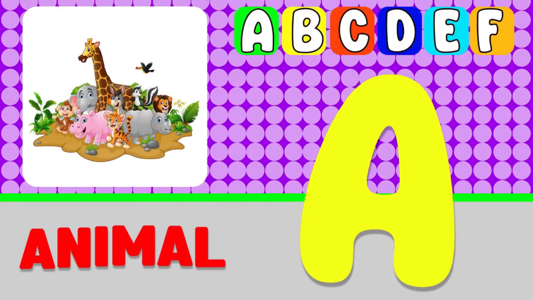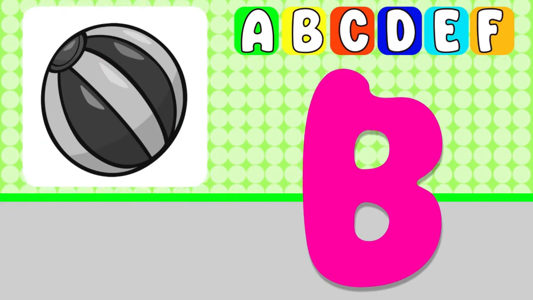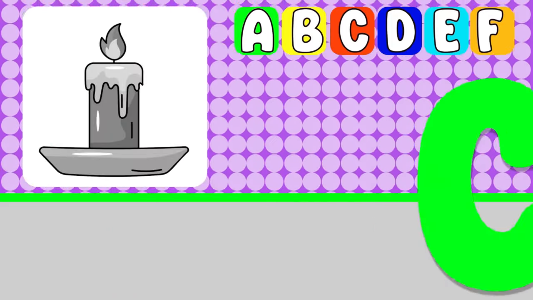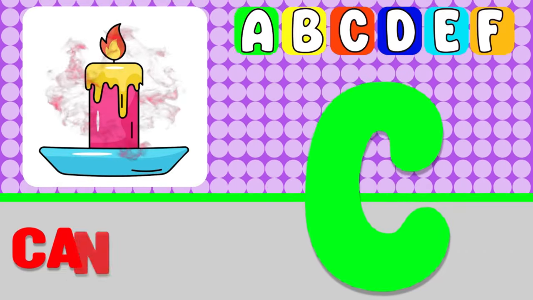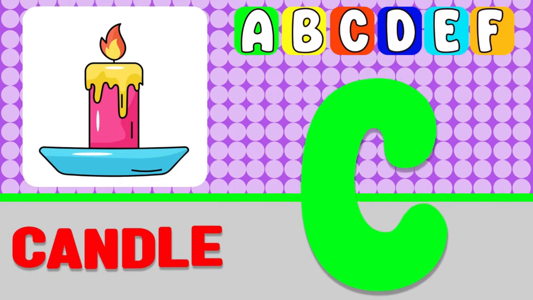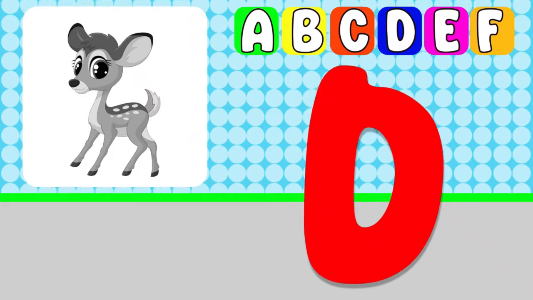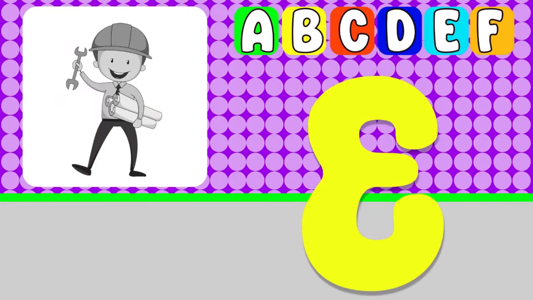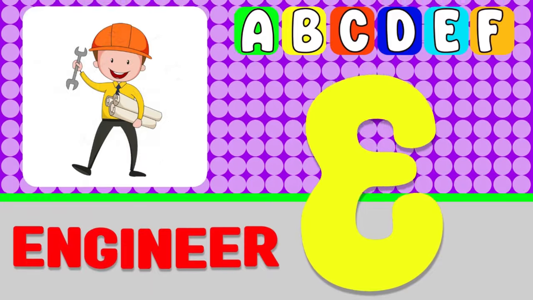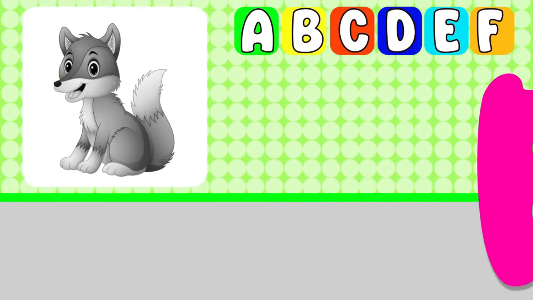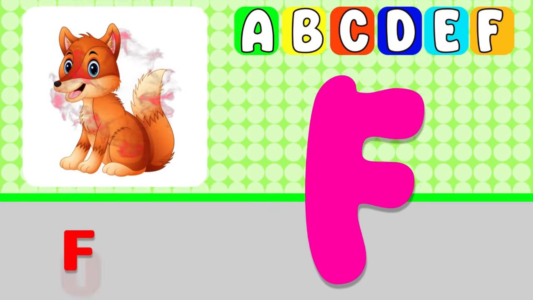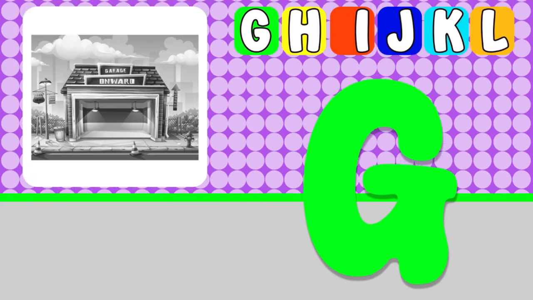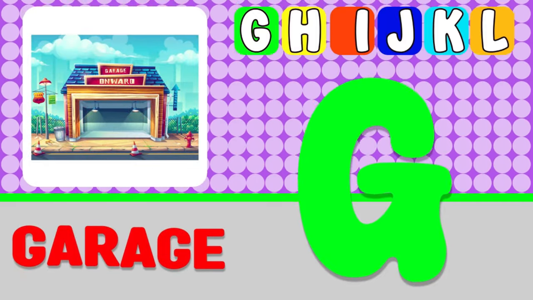A. A for animal. B. B for ball. C. C for candle. D. D for deer. E for engineer. F. F for fox. G. G for garage.